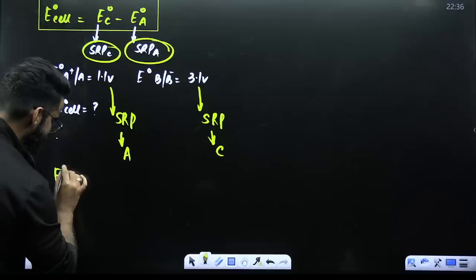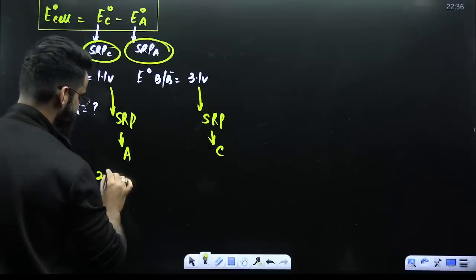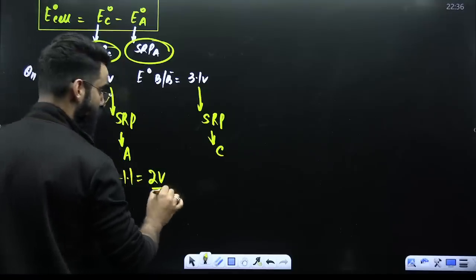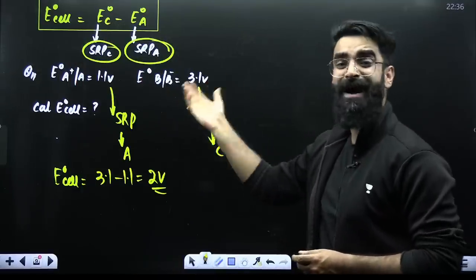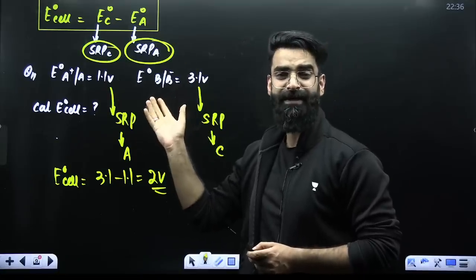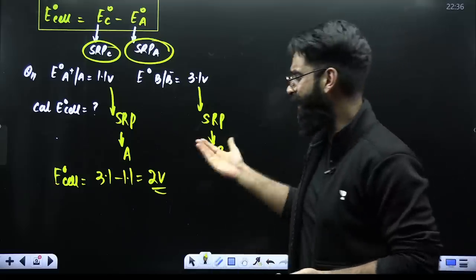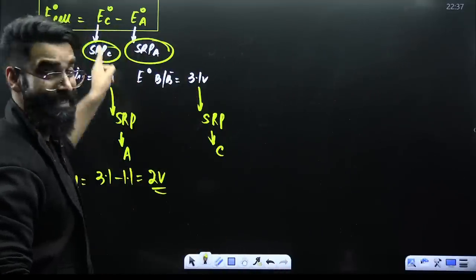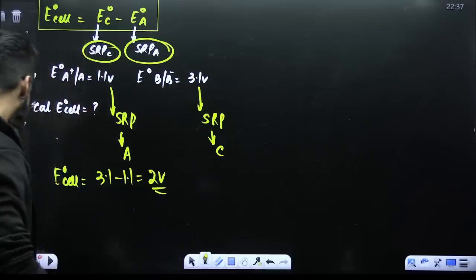So you can easily calculate E0 cell, which is E0 cathode, SRP of cathode, that is 3.1, minus SRP of anode, that's 1.1. The value comes out to be 2 volts, right? Now, it's not necessary that they'll give you SRPs only. They might give you SOP values also. Perfect. You just need to convert those SOPs into SRPs by just changing their signs and accordingly use this particular formula. But take care of this: E0 cell is E0 cathode minus E0 anode, SRP of cathode minus SRP of anode. Perfect.